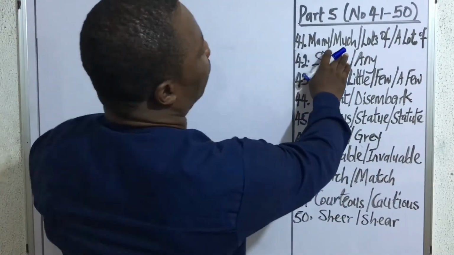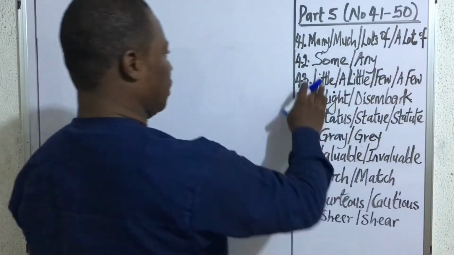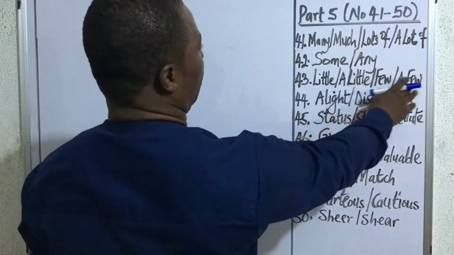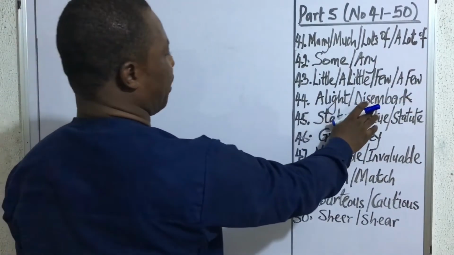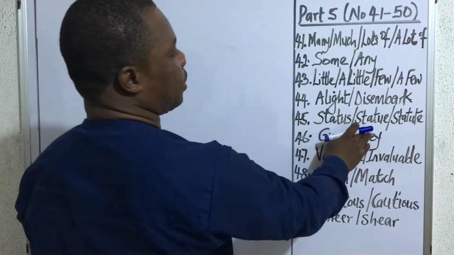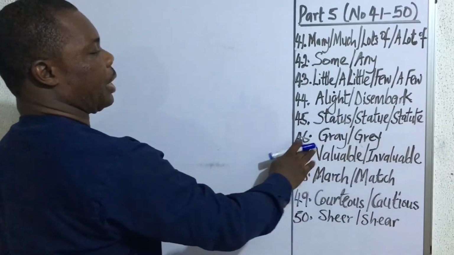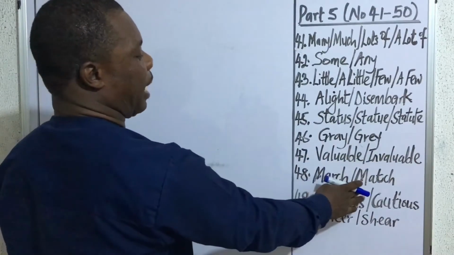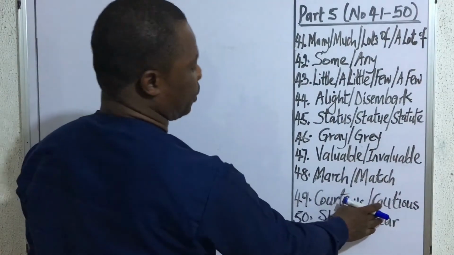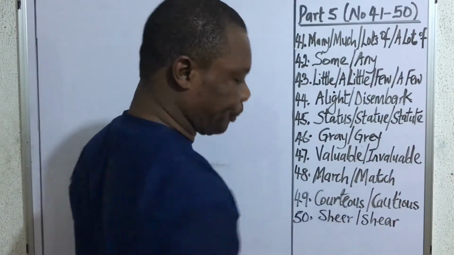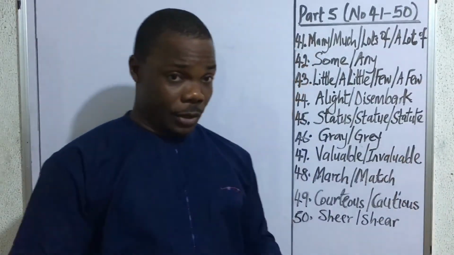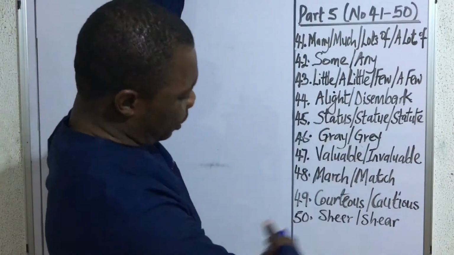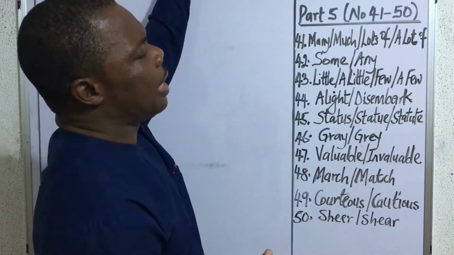41, many, much, lots of, a lot of. 42, some, any. Little, a little. Few, a few. A lot, disembark. Status, statue, status. Gray, grey. Valuable, invaluable. Merge, match. Courteous, cautious. Share, share.